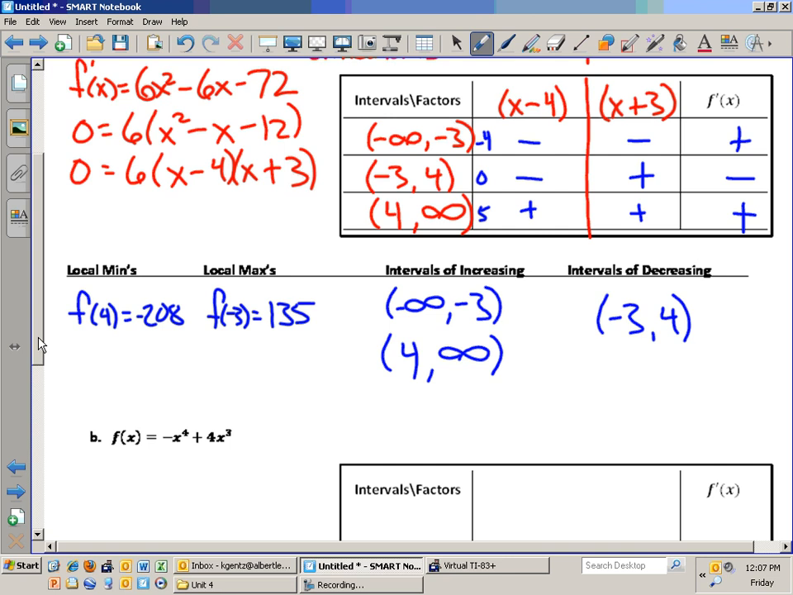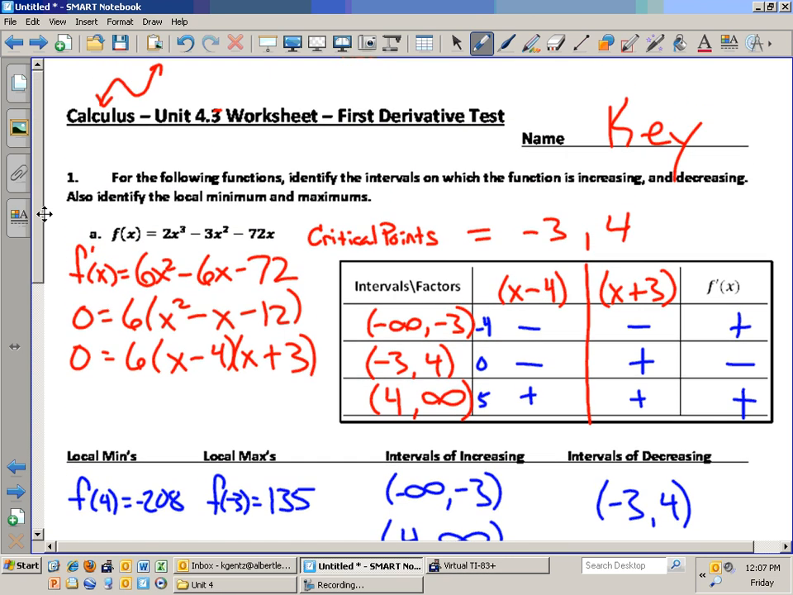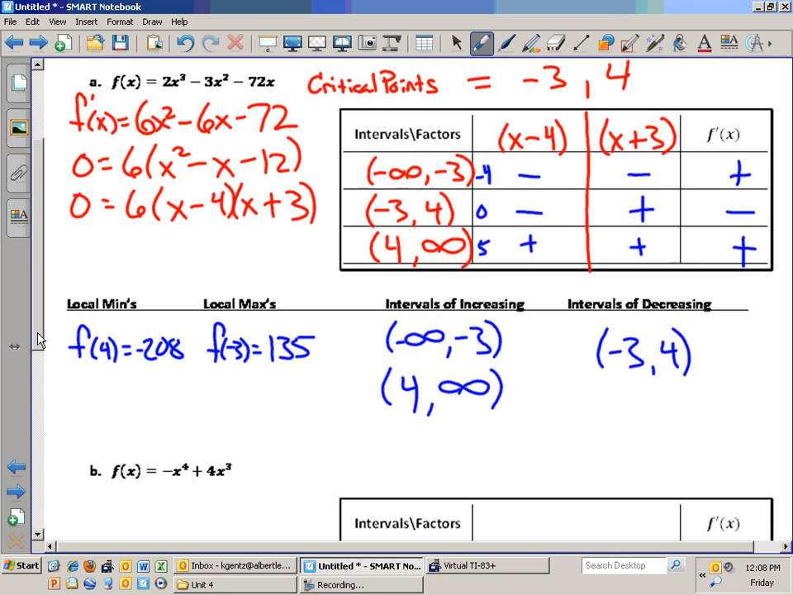Question? Yeah. A maximum occurs where the function goes from increasing to decreasing, where the function goes from a positive derivative to a negative derivative. So my derivative went from positive to negative at the point negative 3. So therefore, that must be my maximum at negative 3. The function went from decreasing to increasing, which tells me I have a local minimum at the point 4. So that's how I figured it out. That change is what happens.